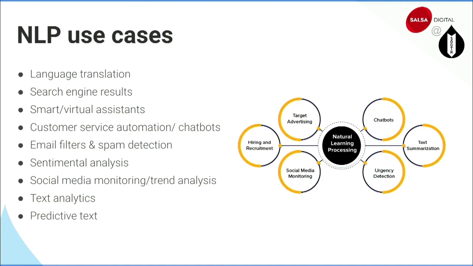Search engine results. Let's say I Google that I want to book a flight. It will not just show you results, it will show you that you can easily book the flight from Google directly. So this is where NLP came in. It can understand your context and provide you better results.